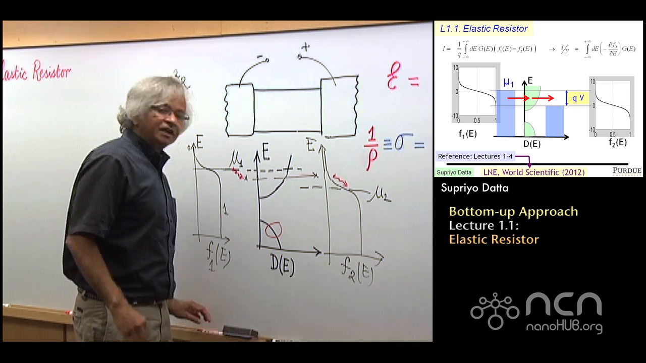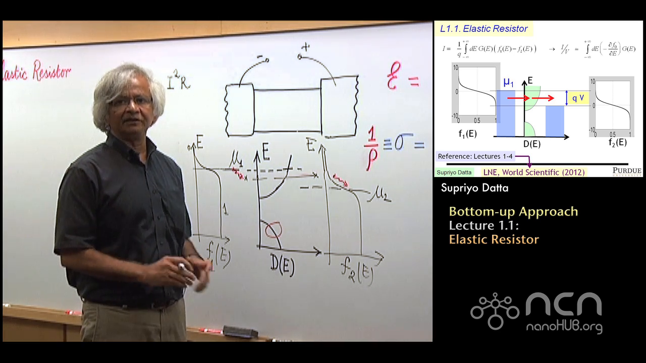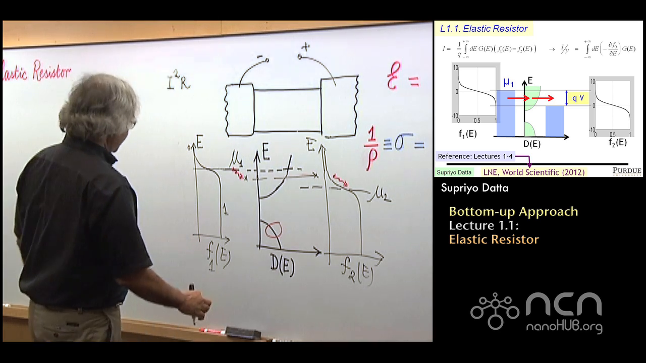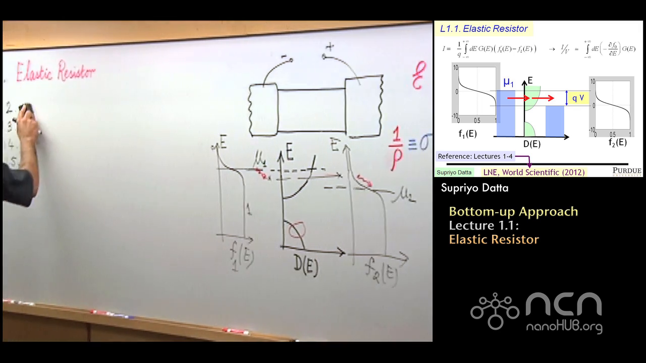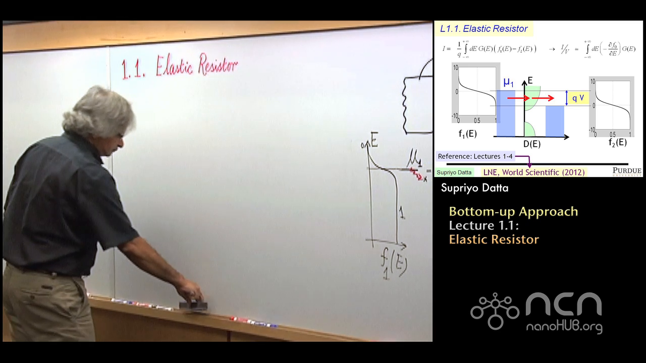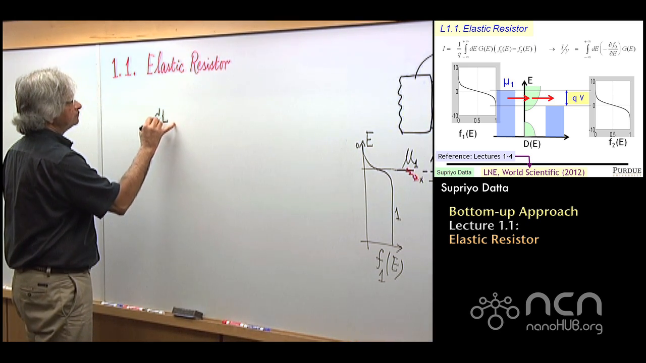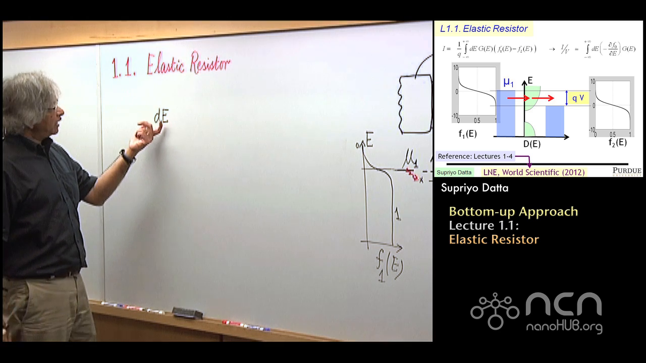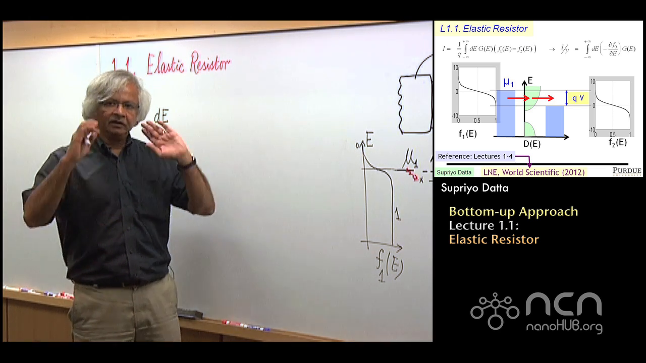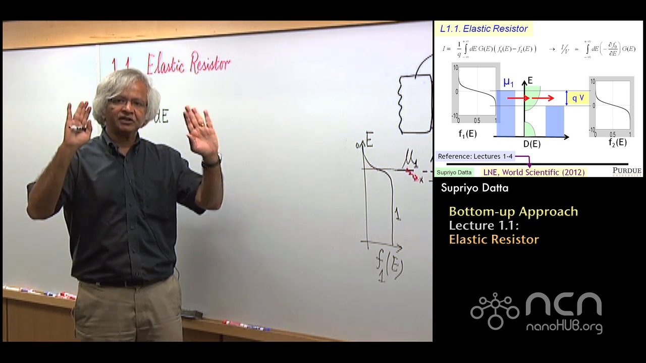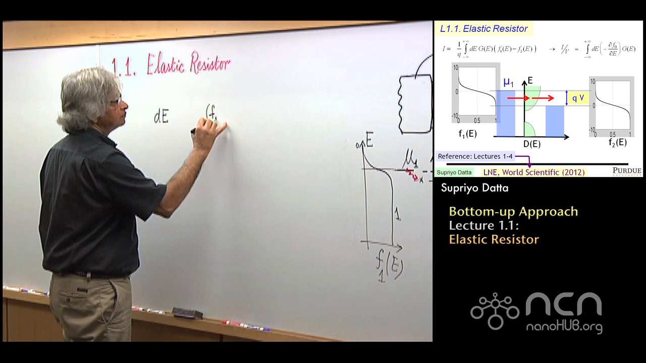Now, under those conditions, we can write an expression for the current in a relatively simple way. Because what you could then say is, for an elastic resistor, we could say that consider a small energy range dE. And in this energy range, how much current you get depends on the difference between the Fermi functions at the two ends. So it will be F1 minus F2.